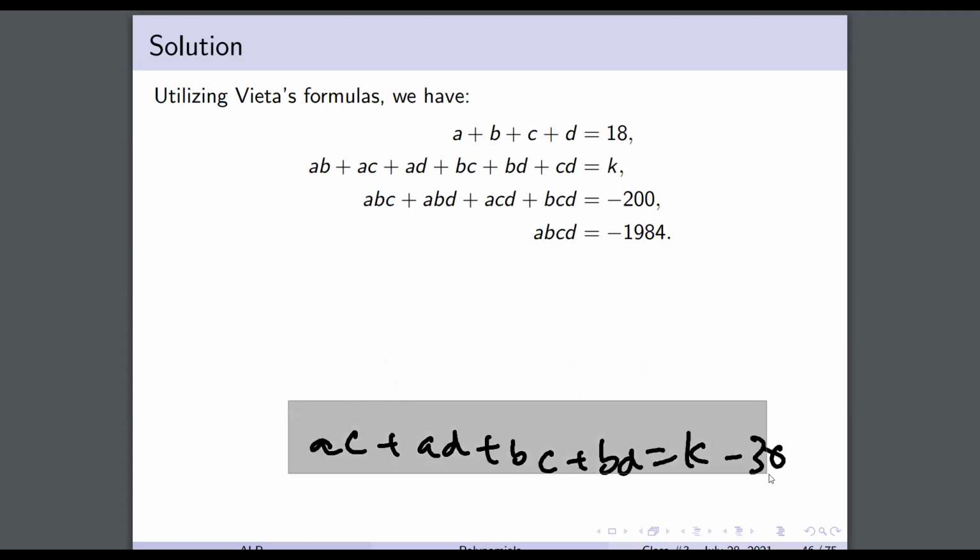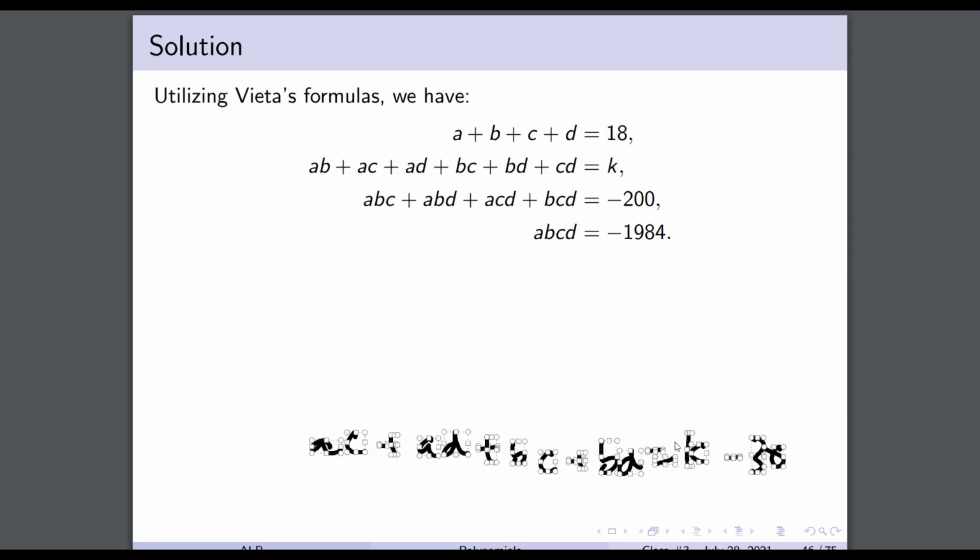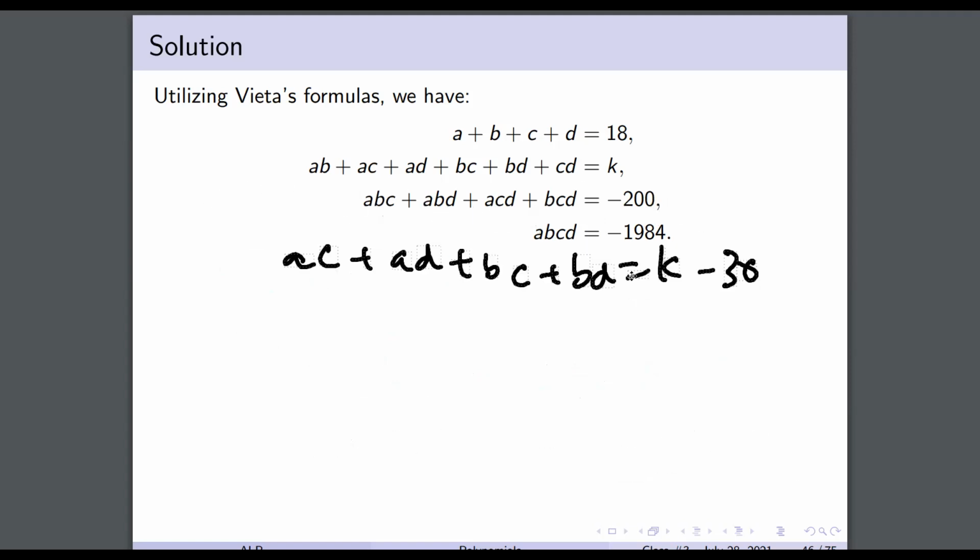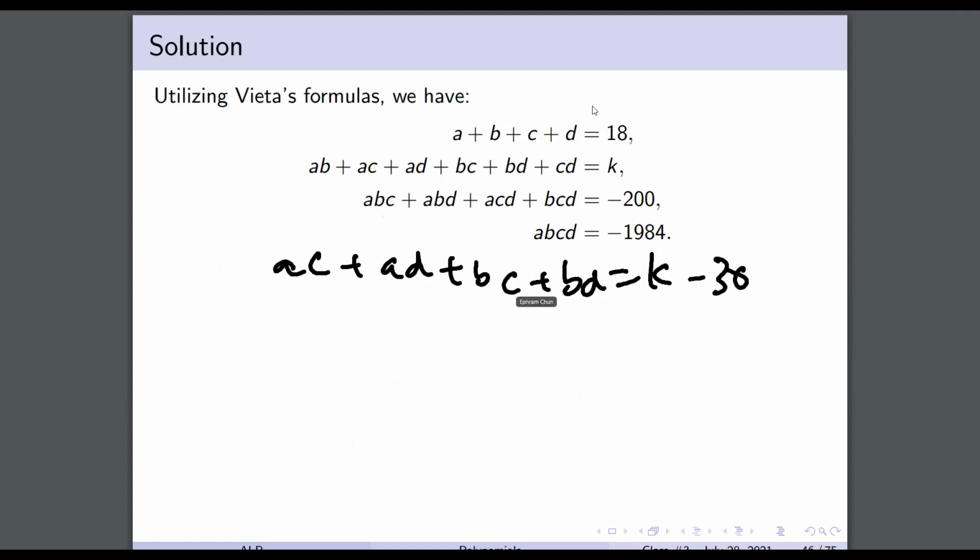Let's move it up. So this is what we have so far. Now we have something in terms of K minus 30. And then basically we can factor the left-hand side as two polynomials, (a plus b) times (c plus d). So we just need to know what a plus b and c plus d are.